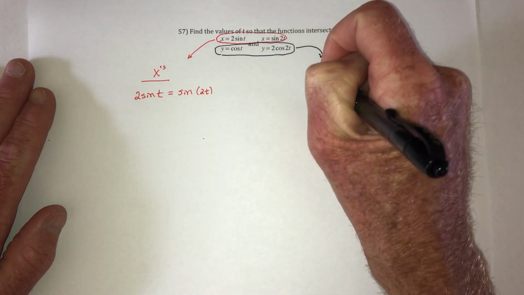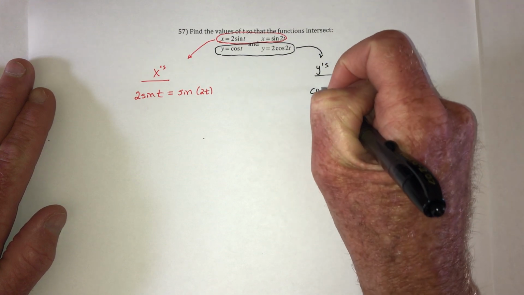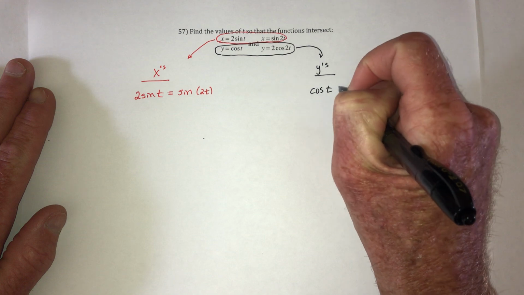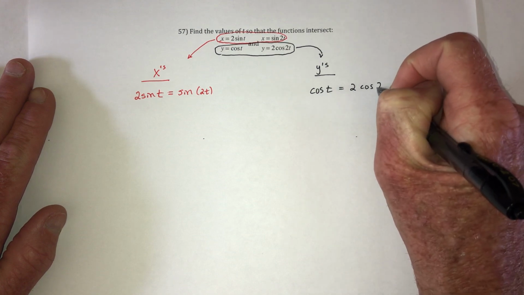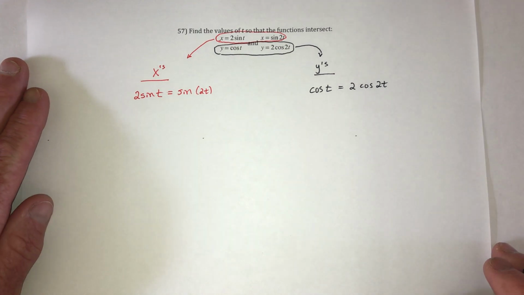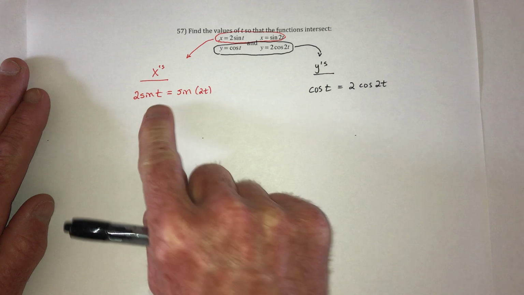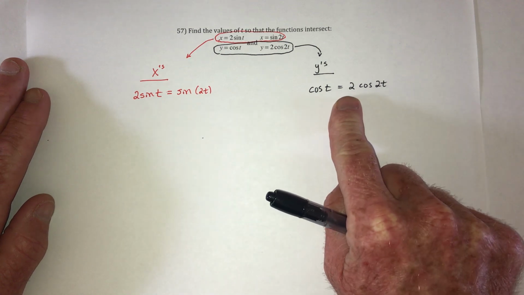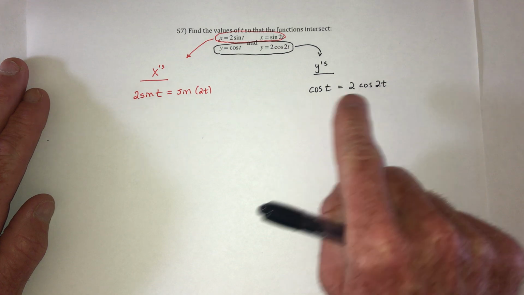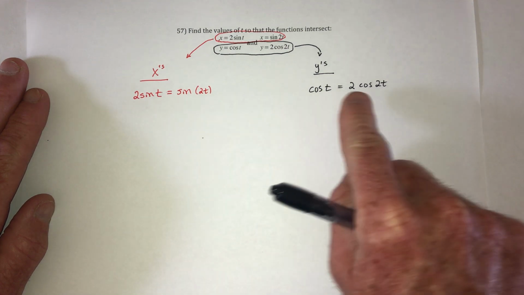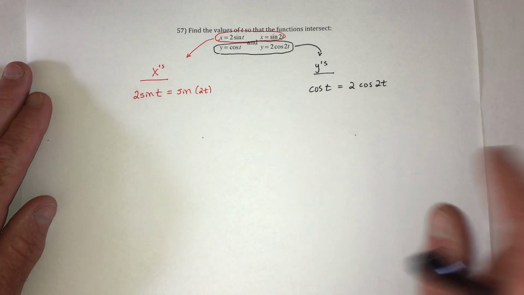Separately, we need to do that with the y values. So when does cosine of t equal 2 cosine of 2t? And if the t that we get from this does not work over here, that means that they did not get to the same place at the same time. Because if the time from this one doesn't work over here, then they didn't get there at the same time.